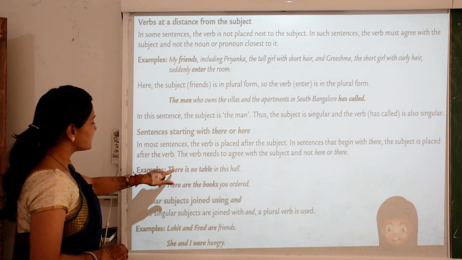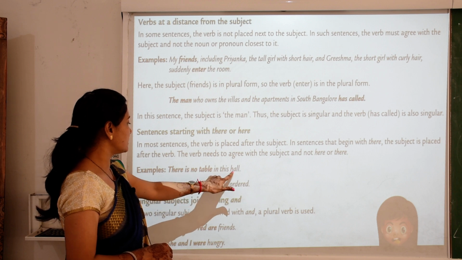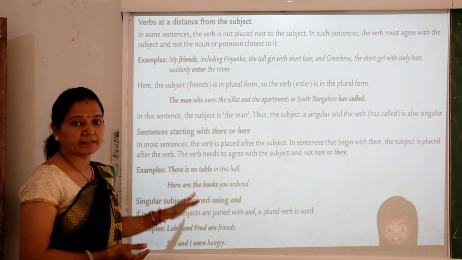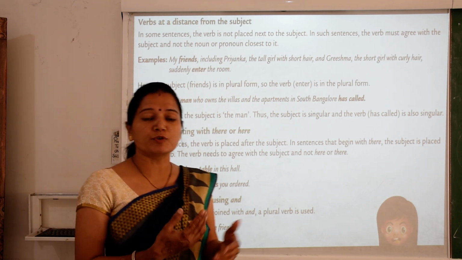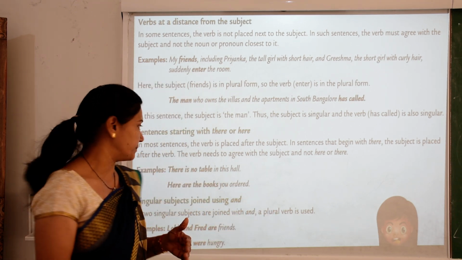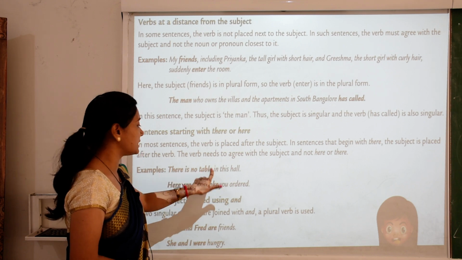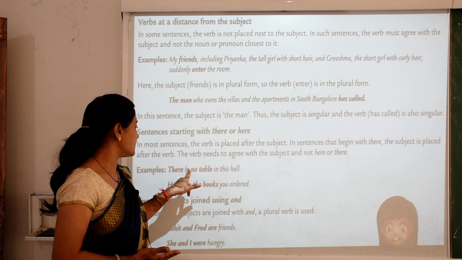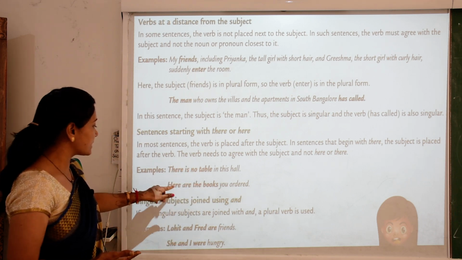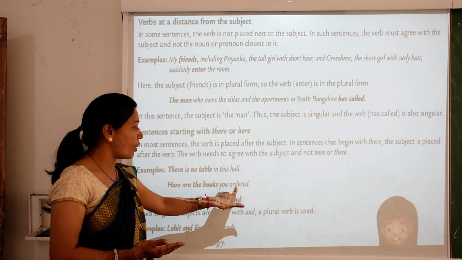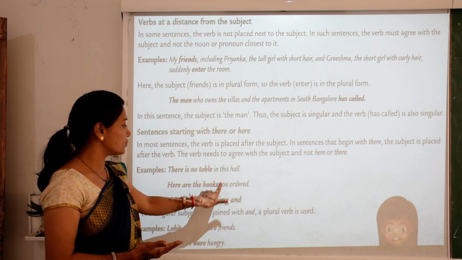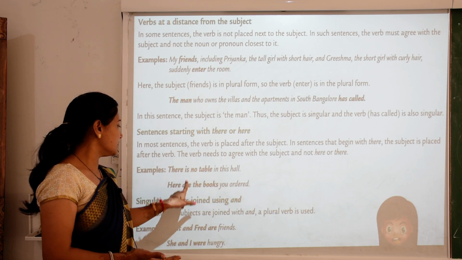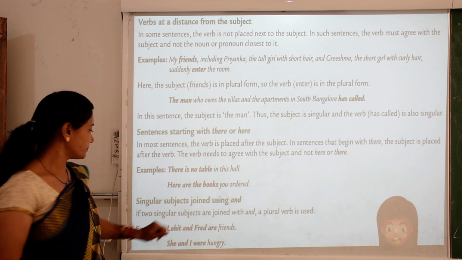So let's read the example. There is no table in this hall. Okay, so we are not placing the verb according to here and there, we are putting the verb according to the subject. So here, as you can see students, table is in singular form, it is a singular subject, so we'll write is. Okay, so let's read the next. Here are the books you ordered. As you can see students, here books is in plural form, so we are placing the plural verb with it.